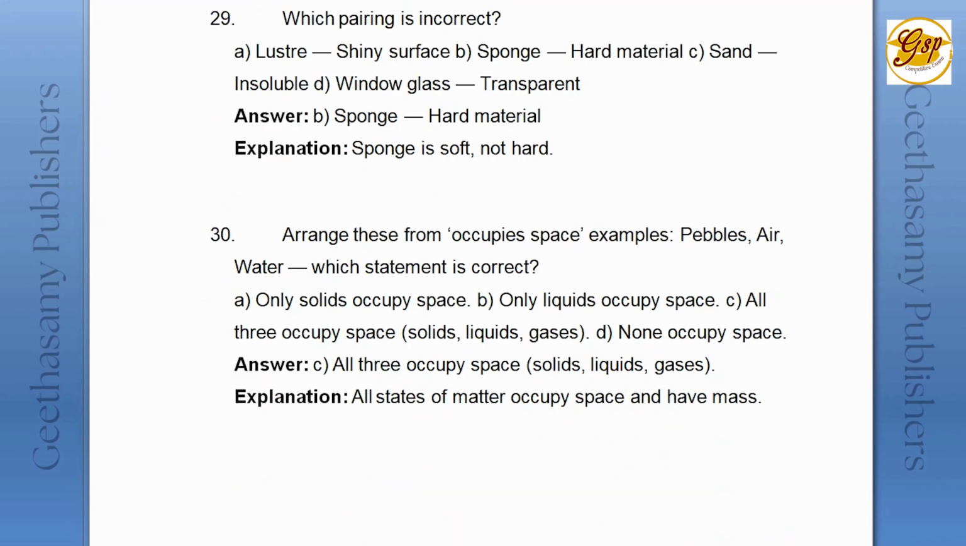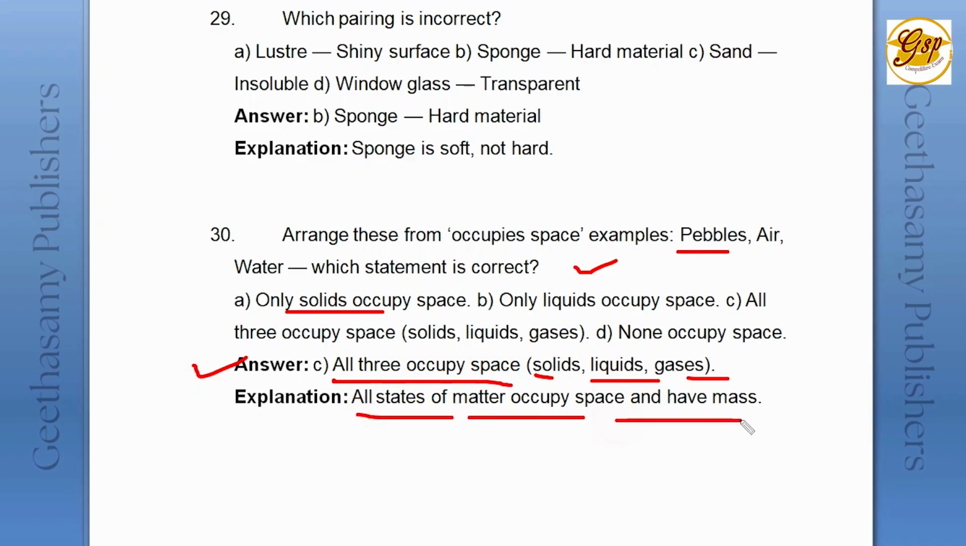30th question. Arrange these by occupying space. Example, bubbles, air, water. So only solids occupy space. Only liquids occupy space. All 3 occupy space. Solid, liquid, gases. None occupy space. The correct answer is all 3 occupy space. Solid, liquid and gas. All states of matter occupy space and have mass also.